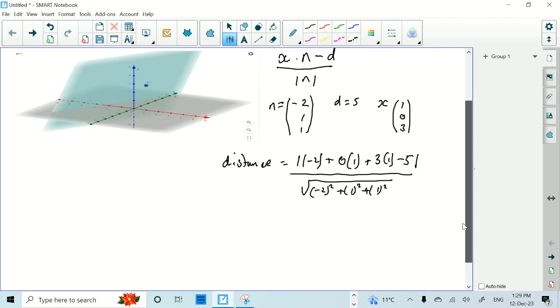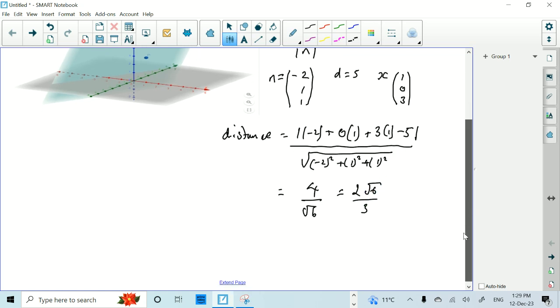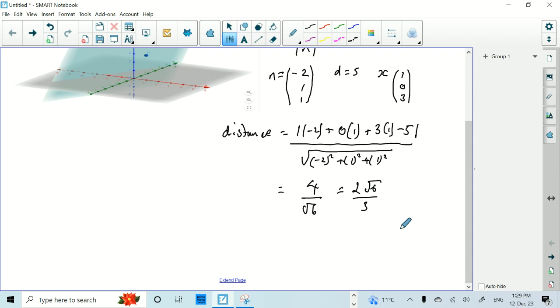So when you go to your calculator and put that all in, that will give you 4 over the root of 6. And of course, if you rationalize the denominator, that will give you 2 root 6 over 3. So that's part A done. Your distance then is 2 root 6 over 3.